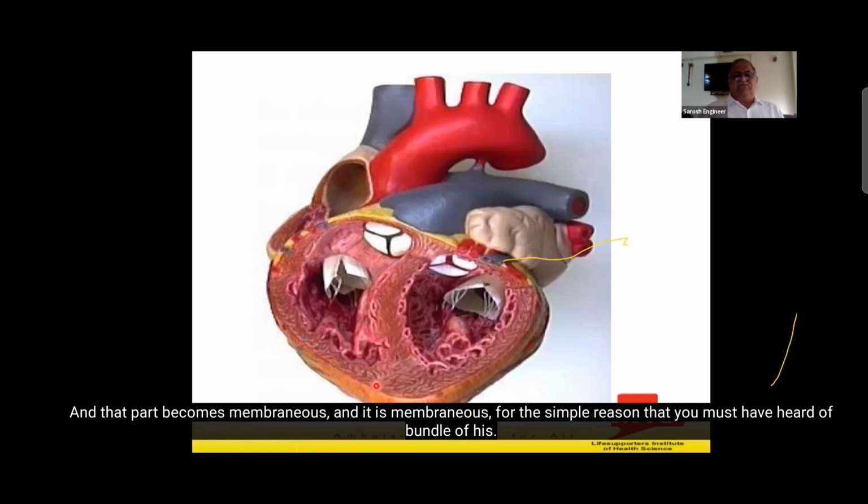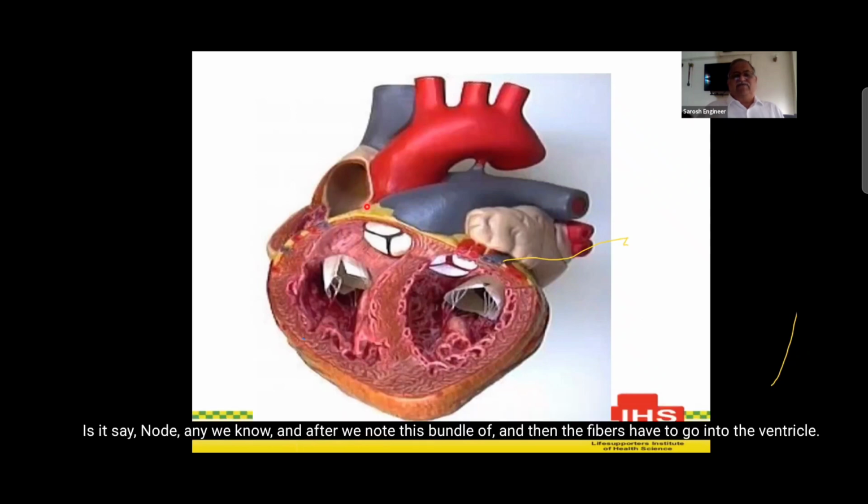And it is membranous for the simple reason that you must have heard of a bundle of His. There's the SA node and AV node, and after the AV node, this bundle of His. And then the fibers have to go into the ventricle. So they have to go through that part, and that part on the top is membranous, the rest is all thick and very, very muscular.